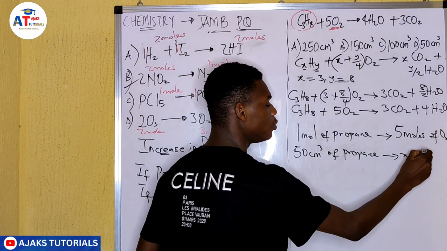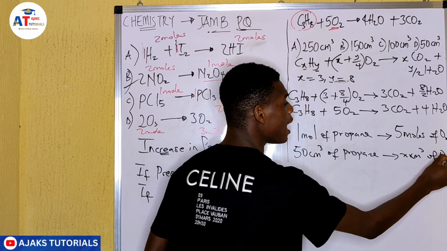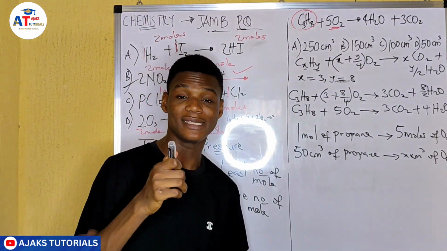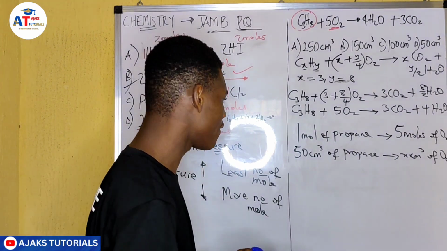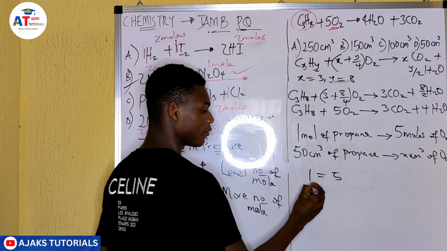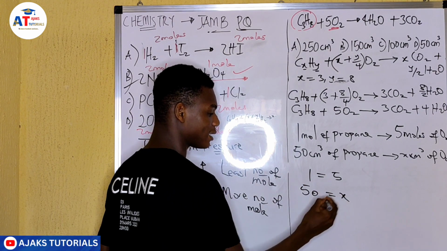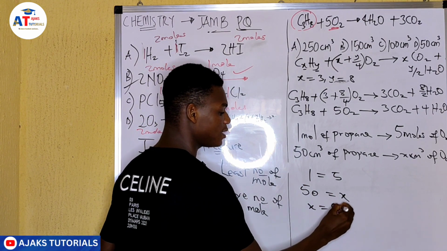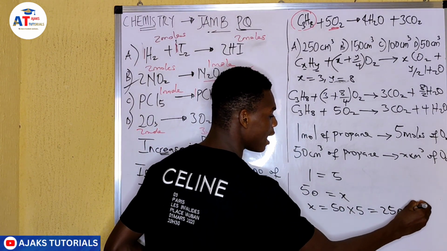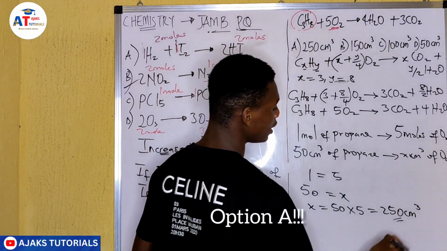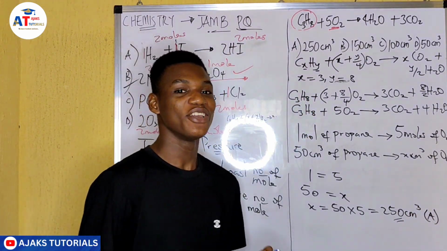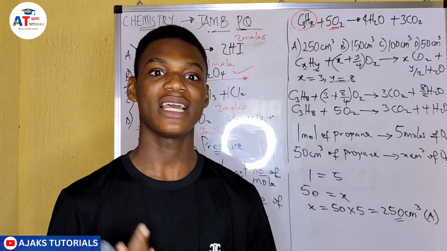50 centimeter cube of propane to x cube of oxygen. Why are we relating mole and volume? Yes, Gay-Lussac showed us we can do that. Alright, now basically we simply do 1 equal to 5, 50 equal to x. What might x be? 50 times 5, which is 250 centimeter cube. Option A. You can see JAMB question is not actually very hard. You just need to know some steps. Alright, so let's move on.